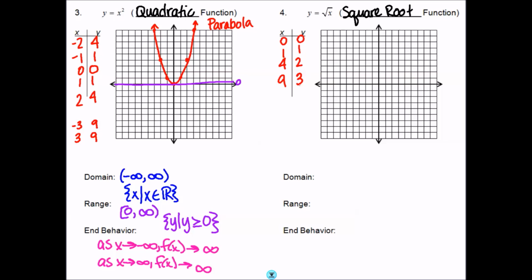Now, notice that I did not pick any negative x values. Can you take the square root of a negative number? No, or at least not that you've learned. We will learn later that you can take the square root of a negative number, but it's kind of a special circumstance. So for now, you cannot take the square root of a negative number. So I'm going to plot these points.